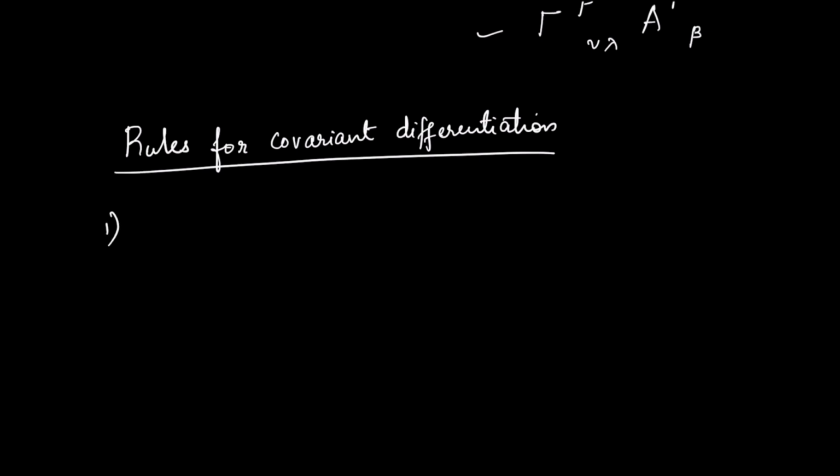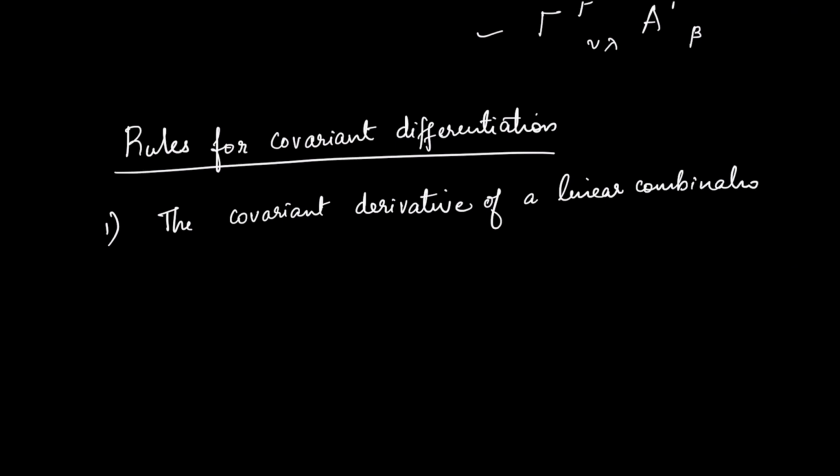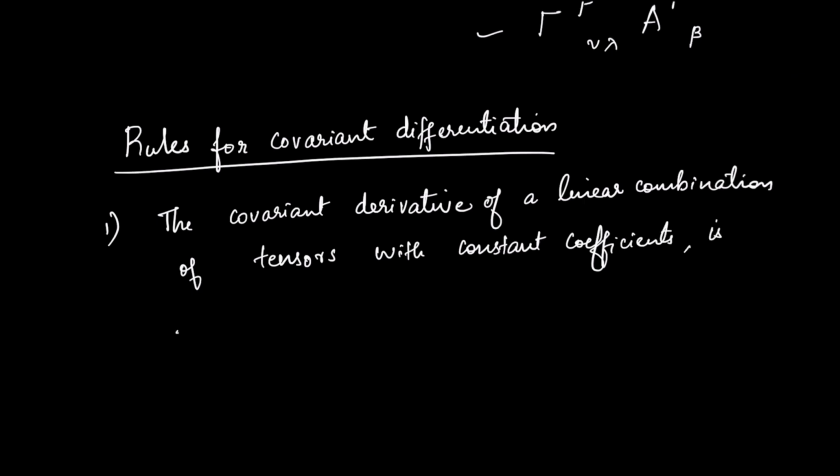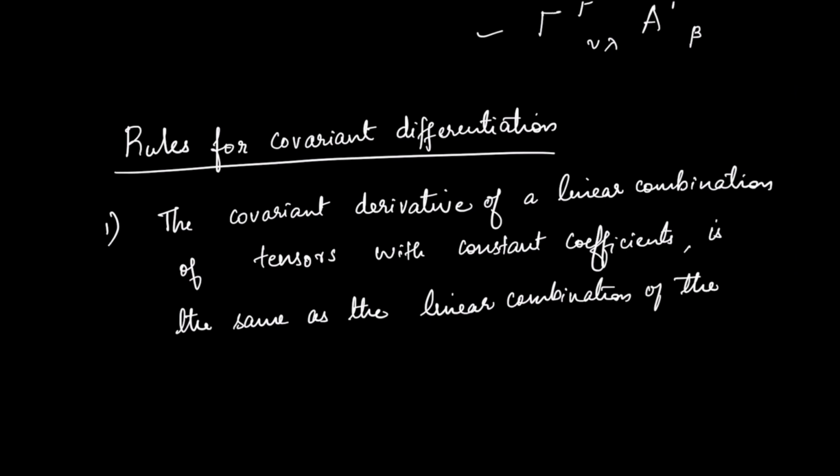First one. So the first rule says that the covariant derivative of a linear combination of tensors with constant coefficients is the same as the linear combination of the covariant derivatives.